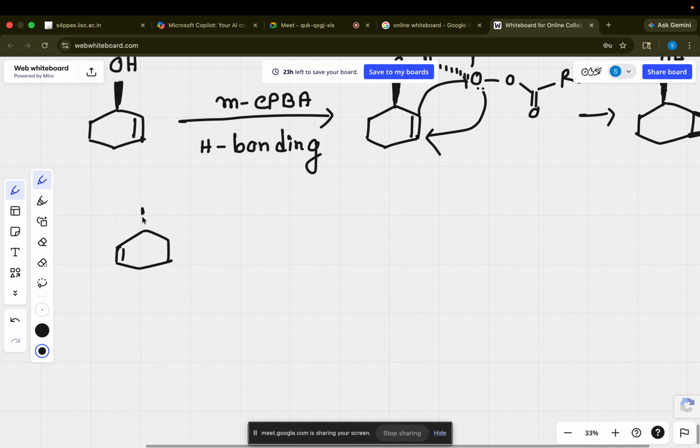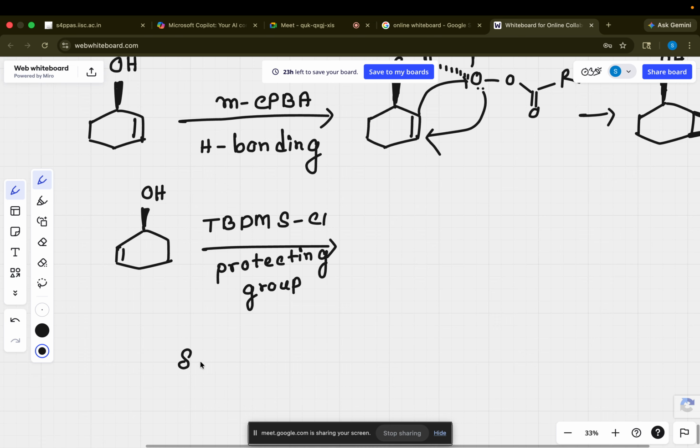Now suppose you have this. Initially you have this OH, and here I am taking TBDMSCl, tertiary butyl dimethyl silyl chloride. This is actually a protecting group.